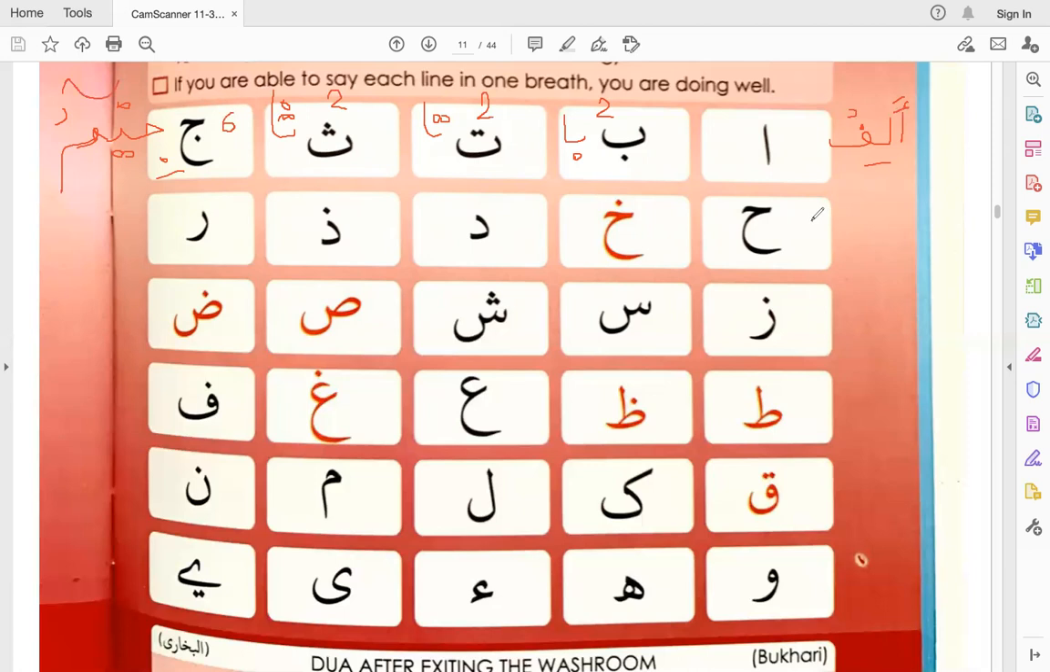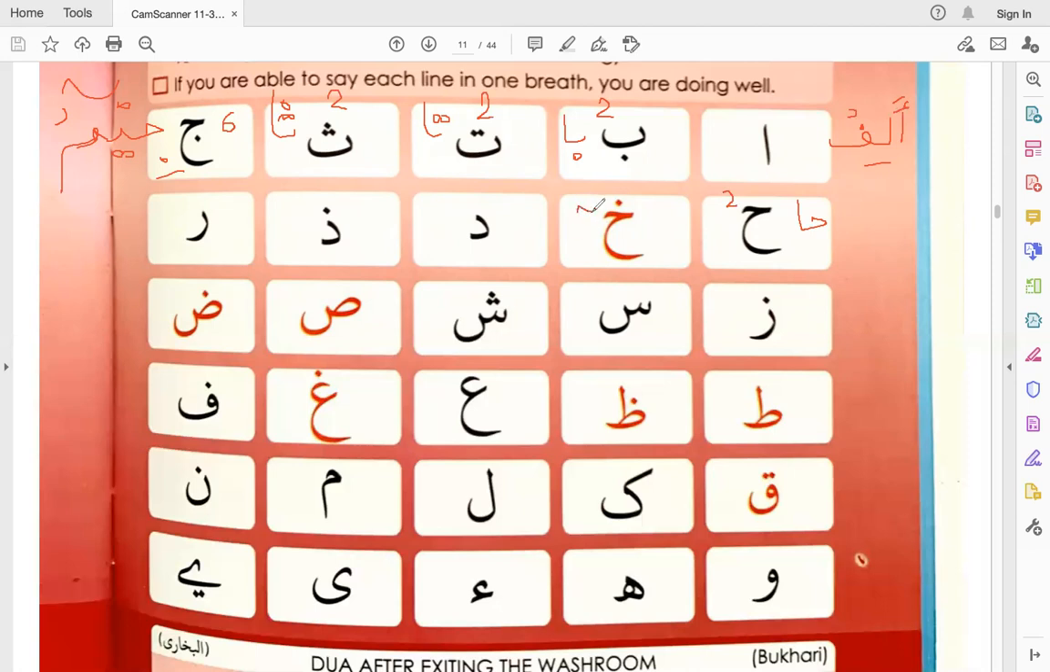Ha. There will be hums, and it will be 2 counts long, because there are only 2 letters involved to pronounce this letter. The name of the letter is ha and alif. So it will be 2 counts long. Ha.